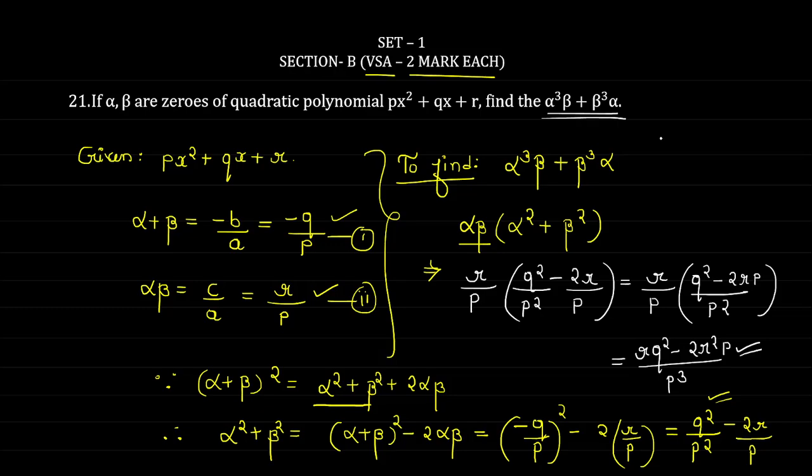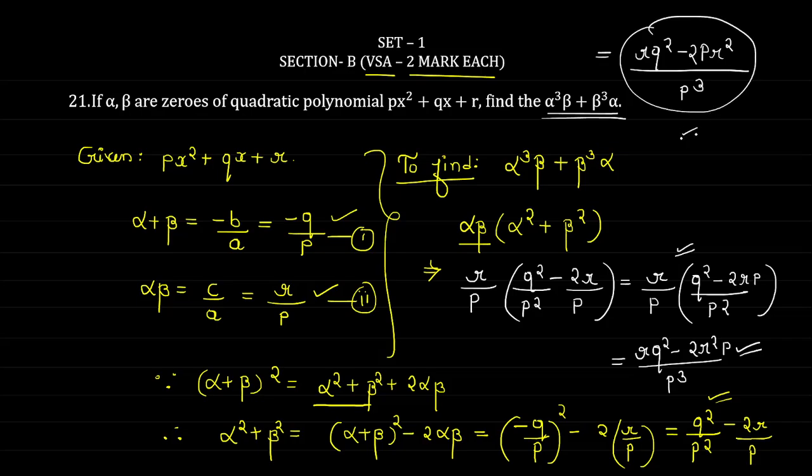I hope this question is clear to everyone. Okay, so this is the final answer. You can also rearrange this answer. You can leave the answer here also, there is no problem. Let me arrange this: rq square minus twice of pr square, writing alphabetically, pr square divided by p power 3. So this is your final answer.